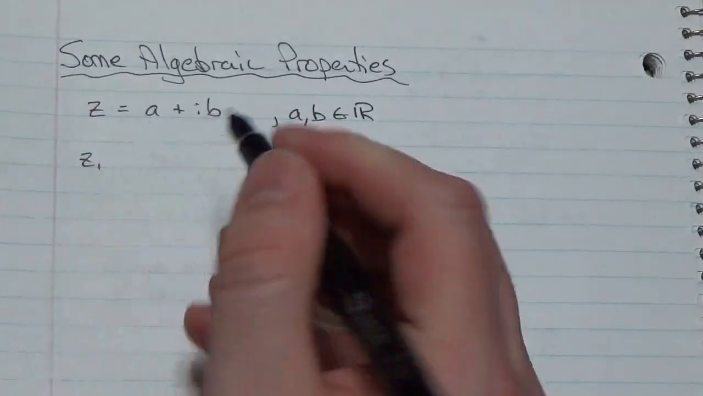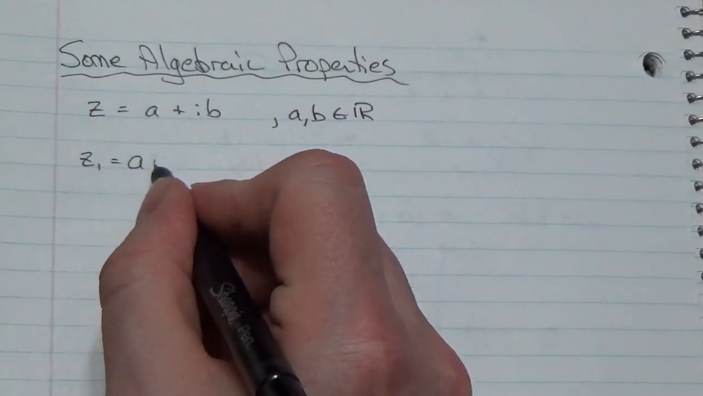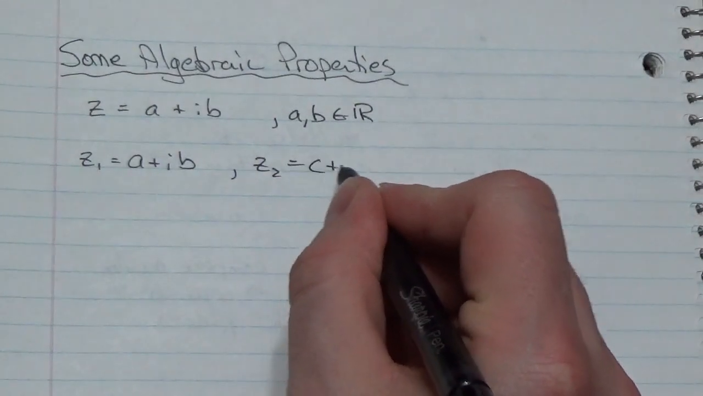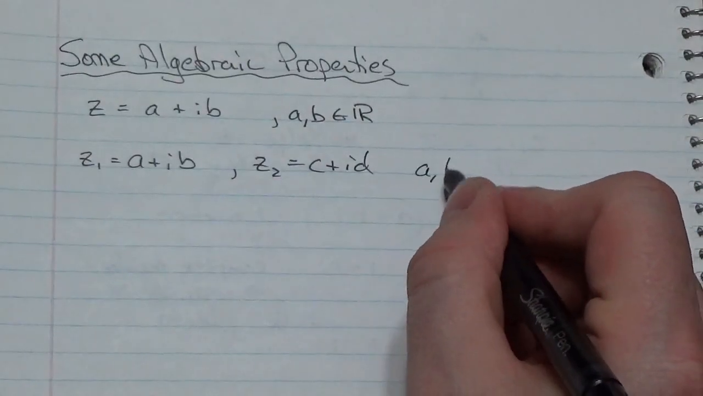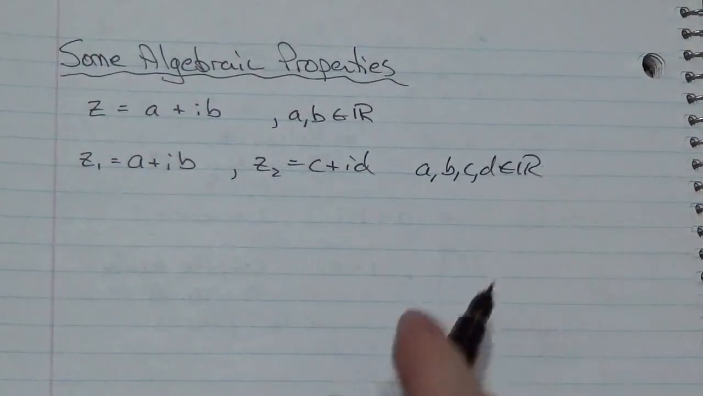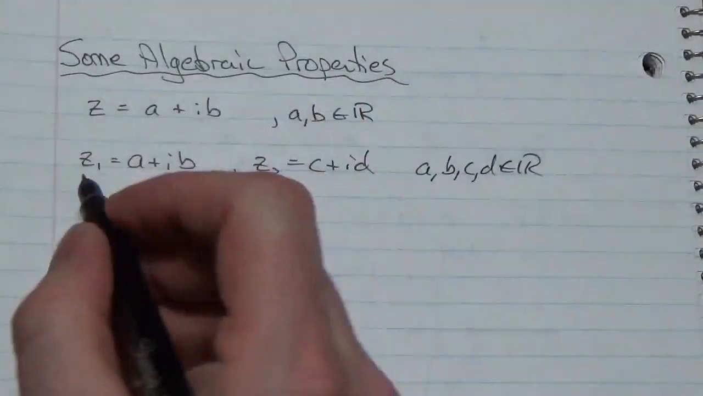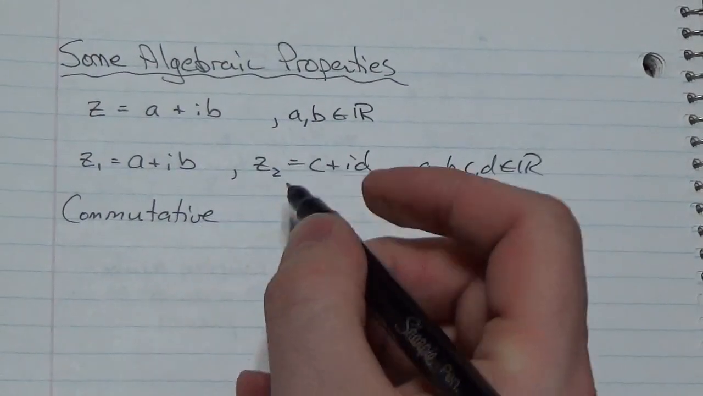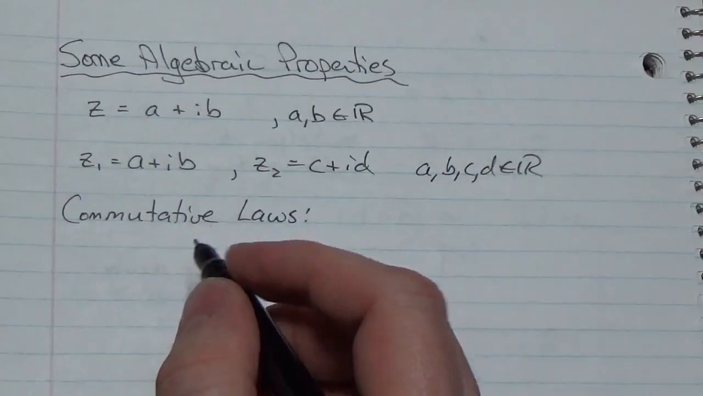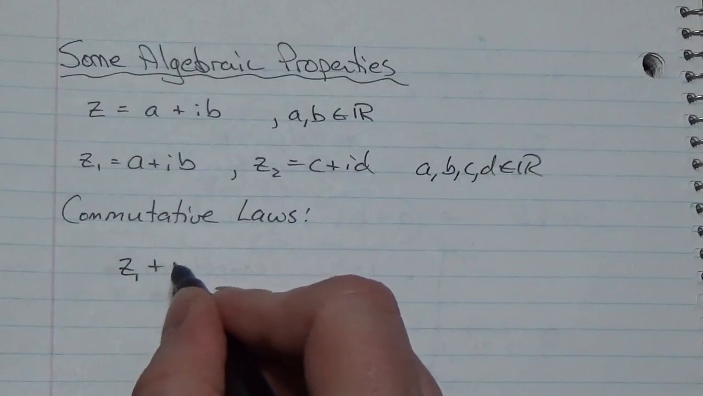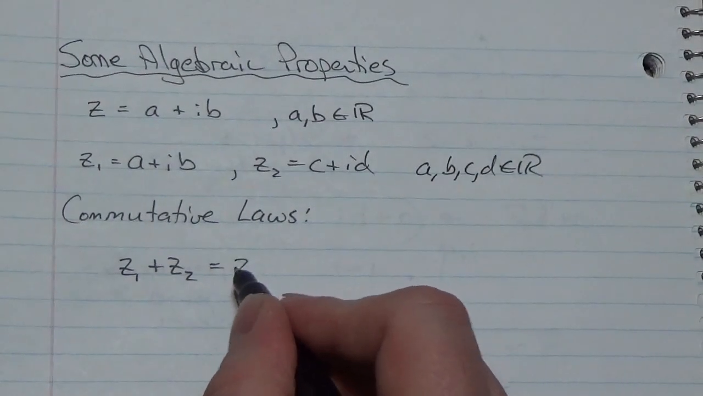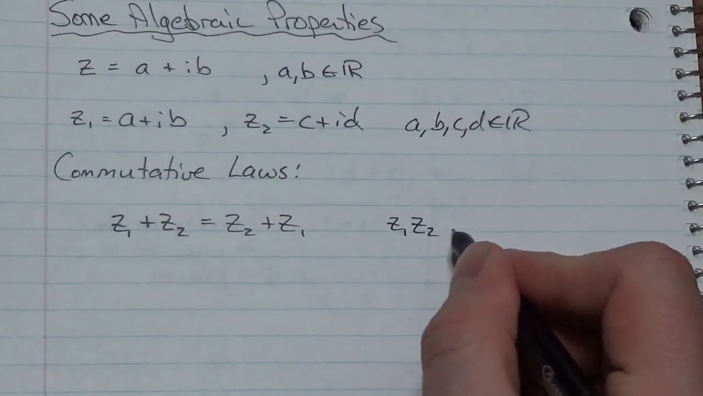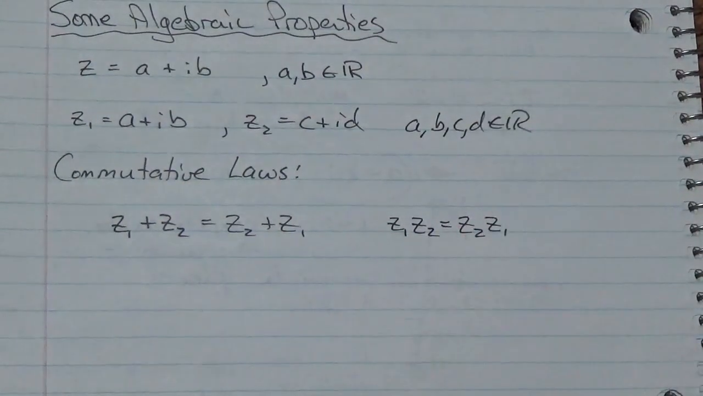Now before I get into this, I'm just going to define a couple of complex numbers. We'll let z1 be a plus bi, and we'll let z2 be c plus di, where a, b, c, and d are all elements of the reals. The first algebraic property that you should know is that these numbers are commutative, or at least they obey the commutative laws for multiplication and addition. What that means is z1 plus z2 should equal z2 plus z1. And at the same time, z1 multiplied by z2 should be the same as z2 multiplied by z1.